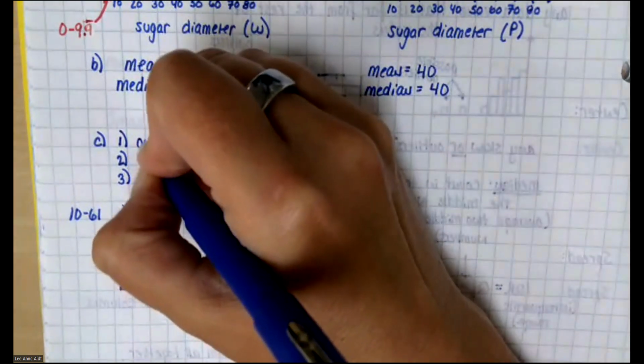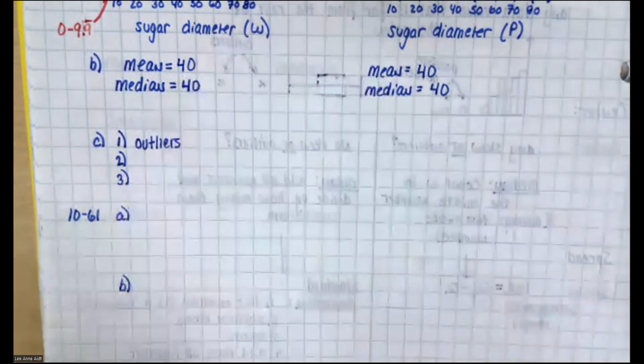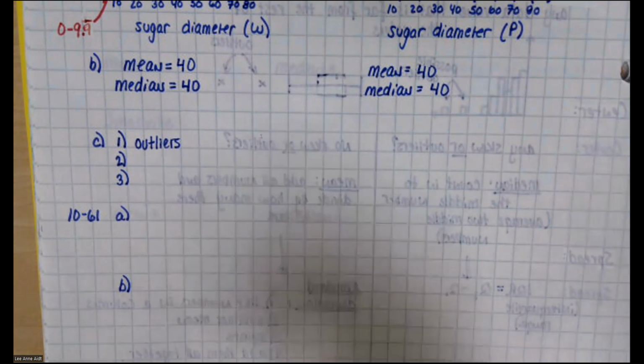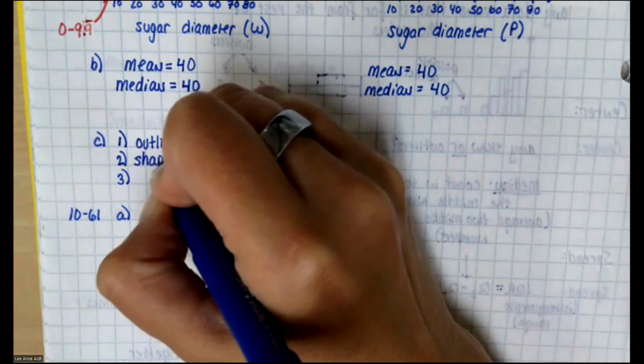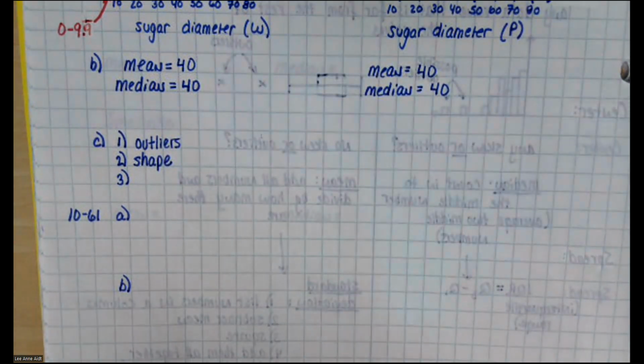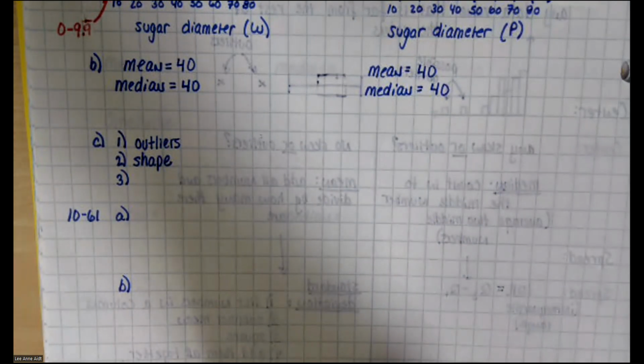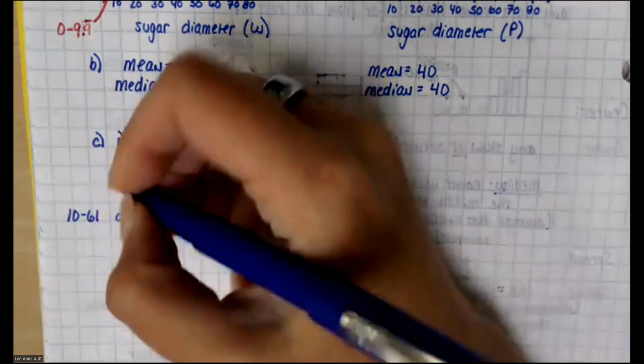Yes, outliers is one of the ways. What's another way? Shape. And what's the other S? That's shape. You might need to look back in your notebook to see what the second S is. Just flip your notebook back one page. Spread. Okay.